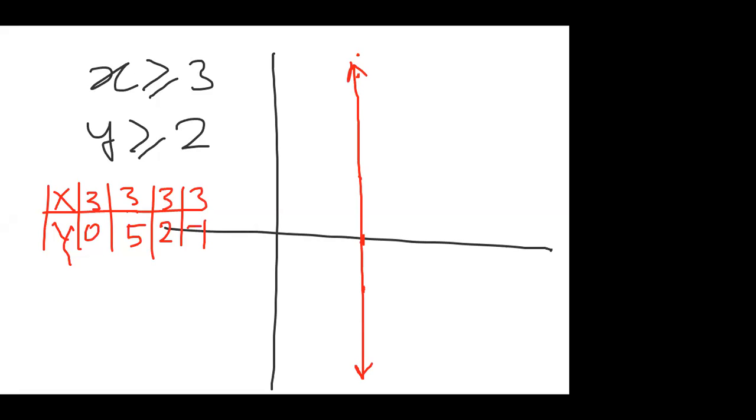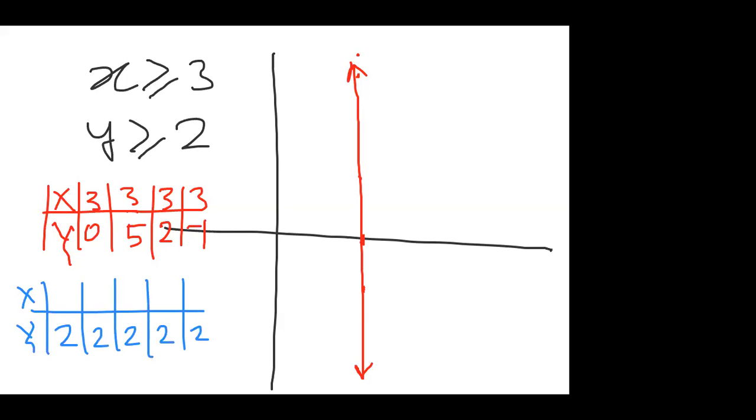Now with the blue, y is always 2, whether x is 0, 1, 2, -1, -2. When x is 0, y is 2. When x is 1, y is 2. When x is 2, then also y is 2. And when x is 3, then also y is 2. When x is -1, then also y is 2. So it will be like this. Now we need to shade.